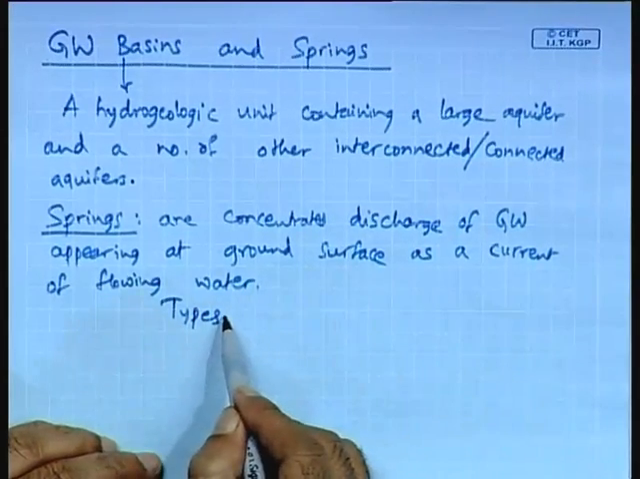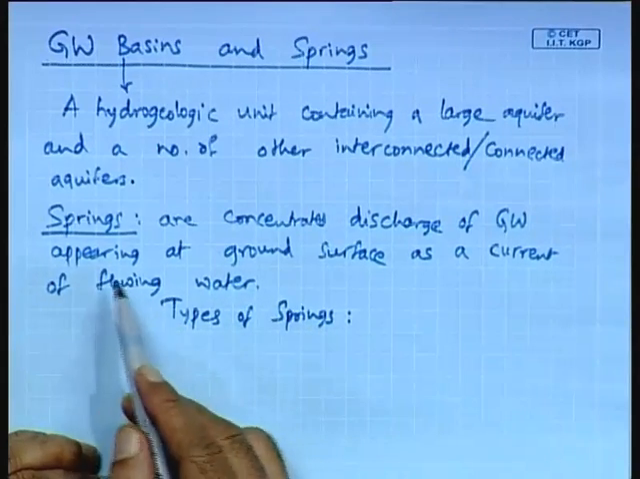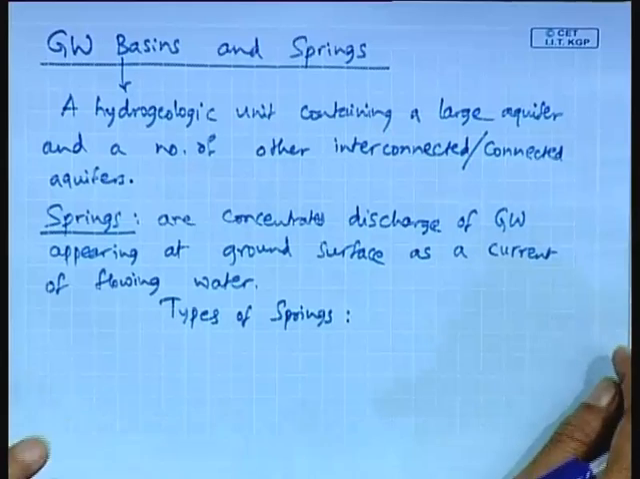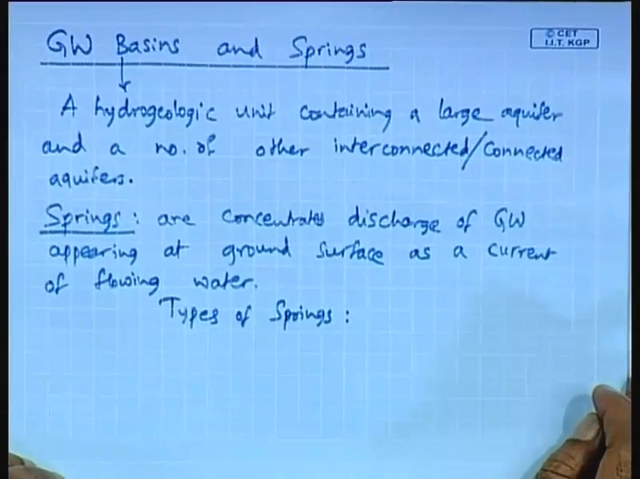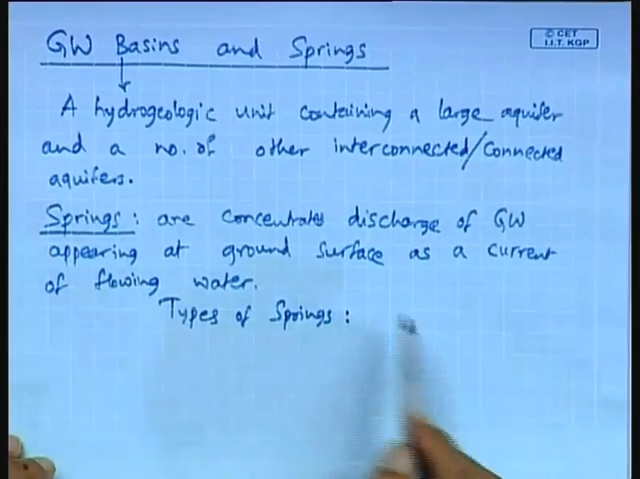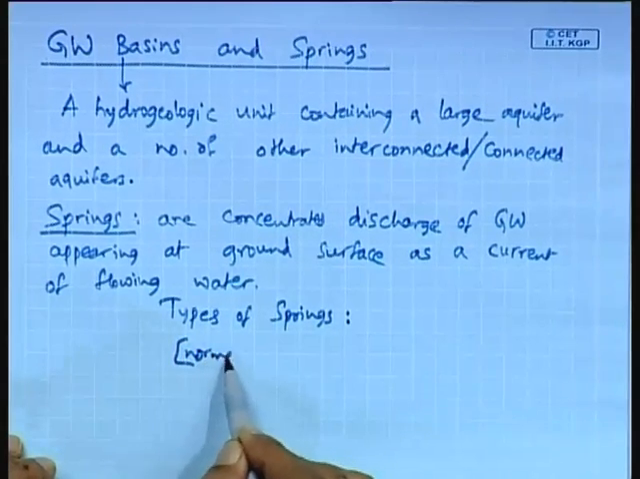And these springs may be of different types. Of course, in the springs, the water may come out as a current either at normal temperature, or it may come out as a current of hot or higher temperature. So, like this, the spring can be either a normal water spring or a hot water spring. In the normal water spring, the temperature is the normal temperature, and these are generally referred to as simply springs. So, these are the normal temperature springs.